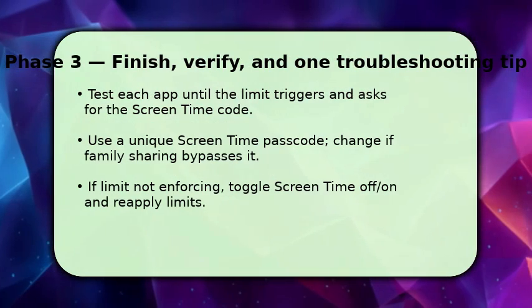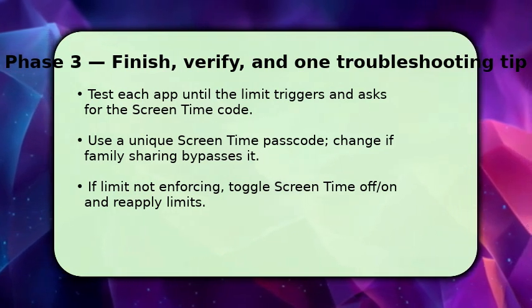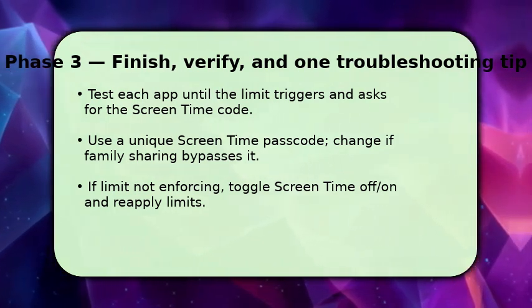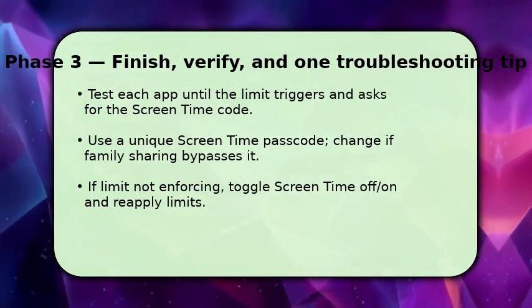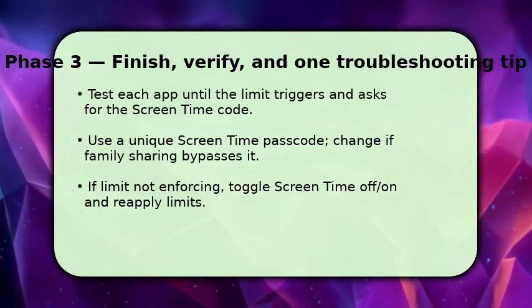Finish by testing every locked app. Open it, use it for a minute, and confirm iOS requires the Screen Time code to keep using it. If you share the device, make sure Family Sharing settings don't allow overrides. Change the passcode if needed.